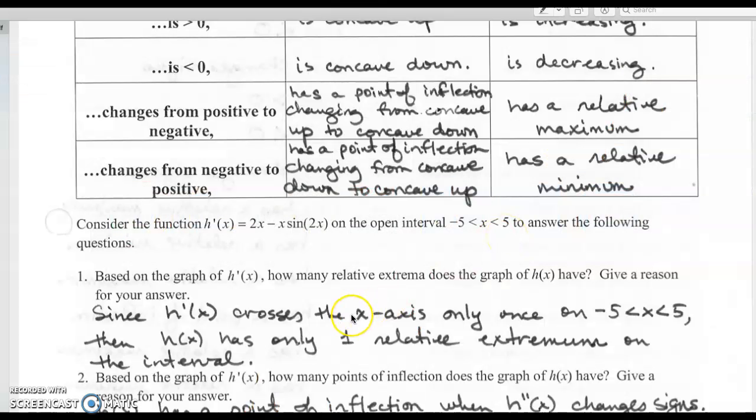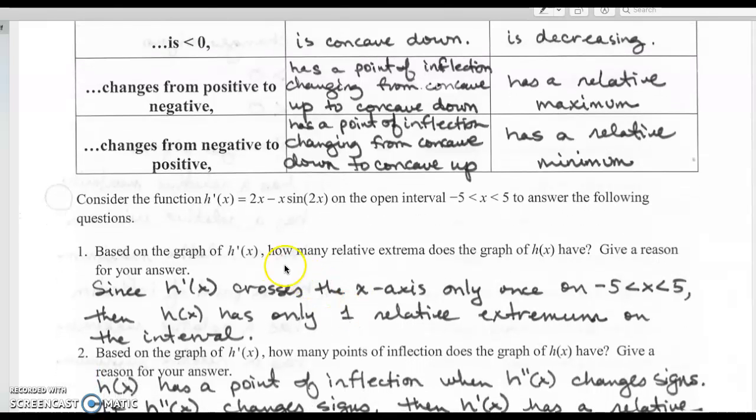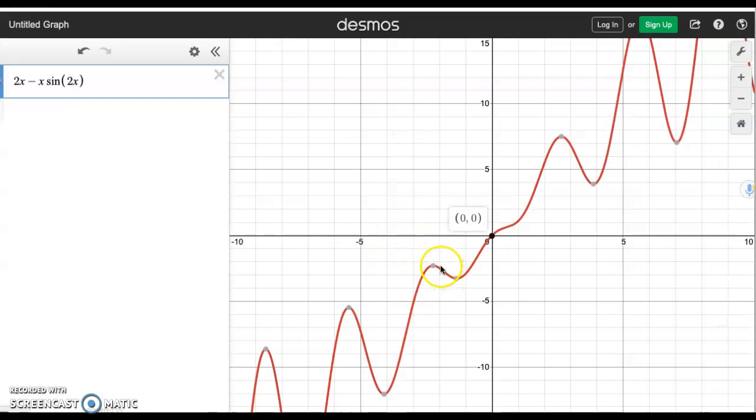So that's exactly what the answer key is saying based on the graph. How many relative extrema? Well, it only crosses the x-axis once, so that means there's one extrema. And we can specifically say what kind of extrema it is, because it goes from decreasing, so it goes down, to increasing, up. So that must be a relative min.